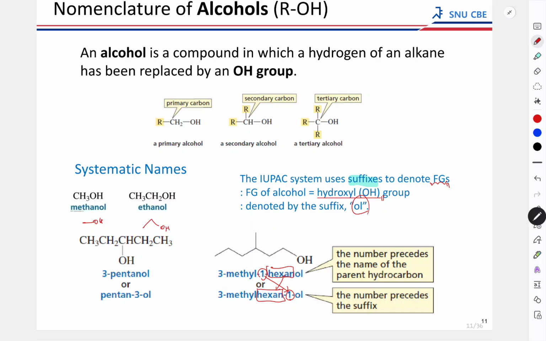With OL. So if you think about methane, the alkane name ends with E. You can switch E with OL. That will give you the systematic name for alcohol. Okay?